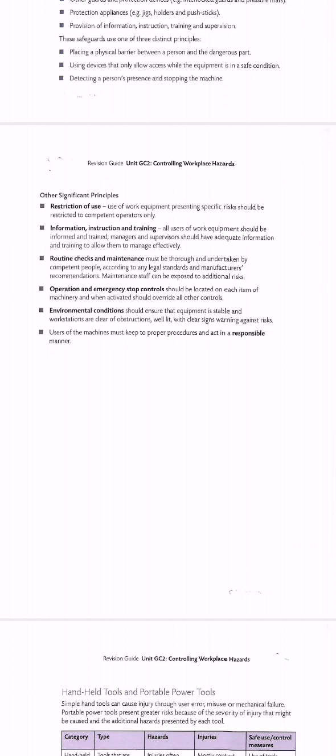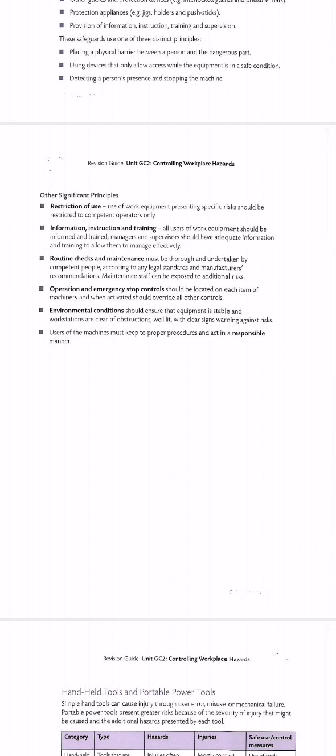Then in this routine check and maintenance, it must be done thoroughly and undertaken by competent people according to any legal standard or manufacturer's recommendation. Maintenance staff can also be exposed to additional risks, so they need to be checked by competent and professional people, right, or experts. Then point number 4 is operational and emergency stop control.